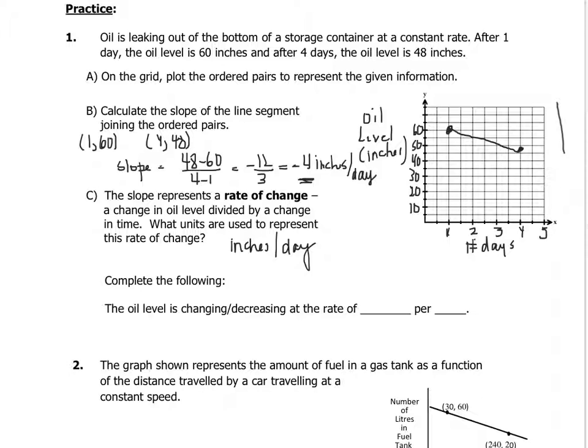Complete the following. The oil level is changing. That is supposed to be the word increasing, and you have to circle which one. Is it increasing or decreasing? In this case, it's decreasing at a rate of 4 inches per day.